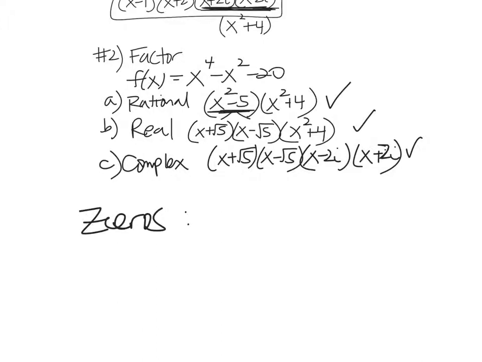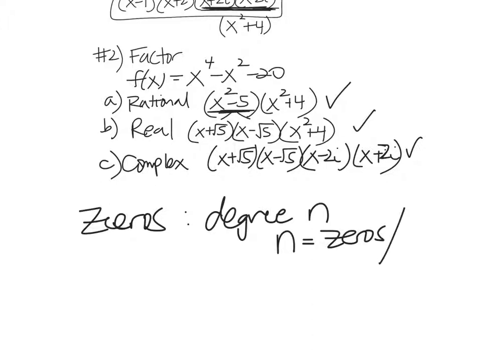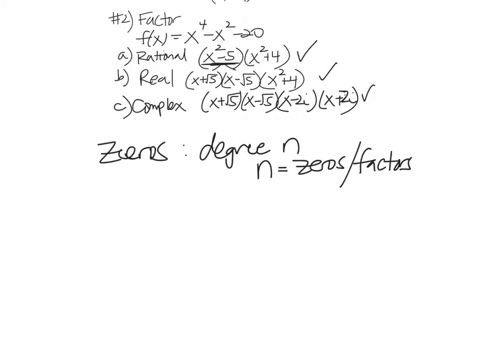The zeros are going to be, if your polynomial is degree n, then you will have n zeros or n factors or roots or solutions, whatever you want to call them, okay? So we know that. If it's a fourth degree polynomial, I'm looking for four zeros. If it's a seventh degree polynomial, there's going to be seven of them. Now, some of them might happen twice or three times. Okay, now let's talk about complex zeros.